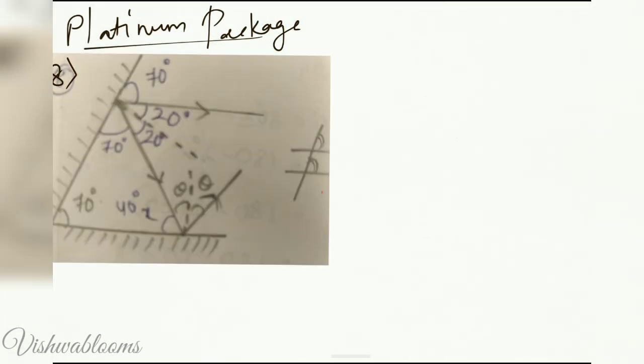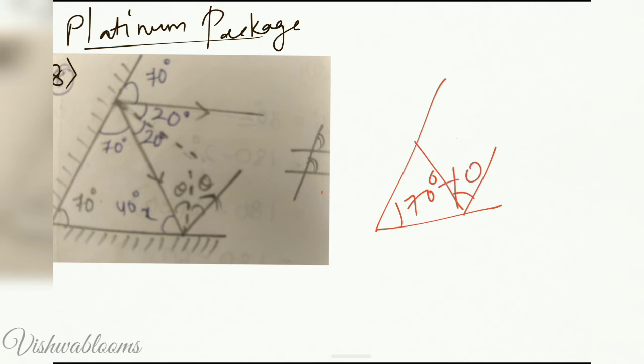Now let's look at the platinum package, which is the 8th question. Two plane mirrors are inclined at an angle 70. That is what is given. He has given two plane mirrors inclined at an angle 70, and a ray incident on one mirror at an angle theta. So one ray is incident at an angle of theta.